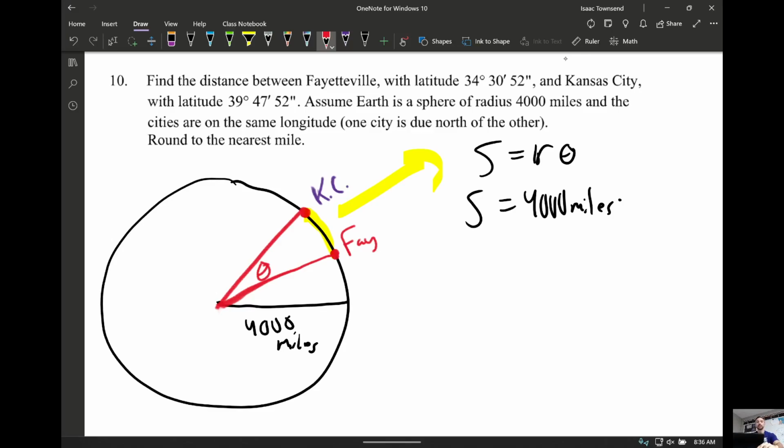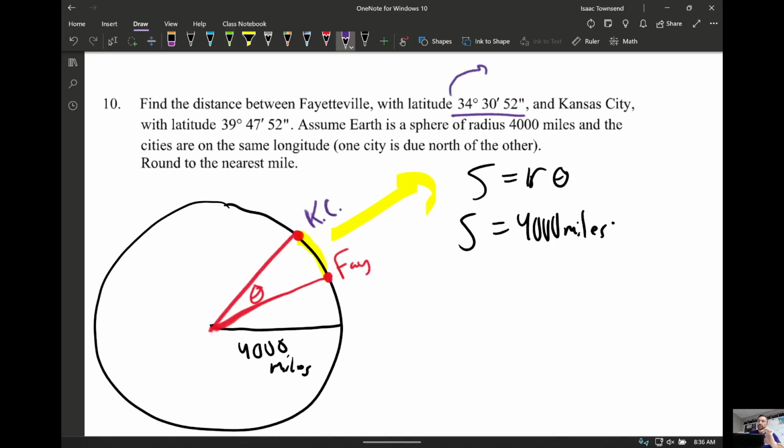So what you really need to do to subtract those is you need to say, well, Kansas City is here, but we know how to change this to a decimal. Another skill that shows up in one of the previous questions. So we've got 34 full degrees plus 30 over 60, because a minute is a 60th of a degree, plus 52 over 3600, because a second is a 3600th of a degree.